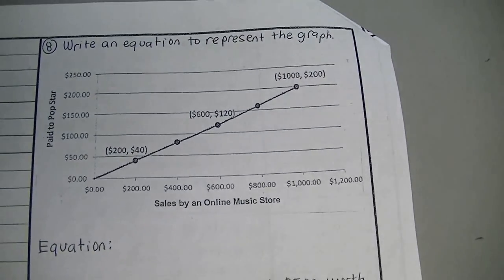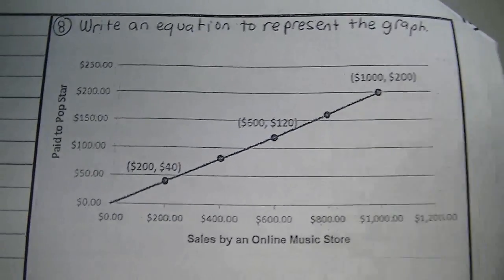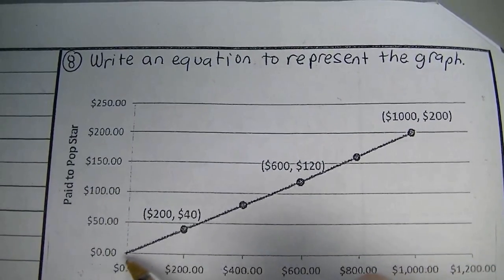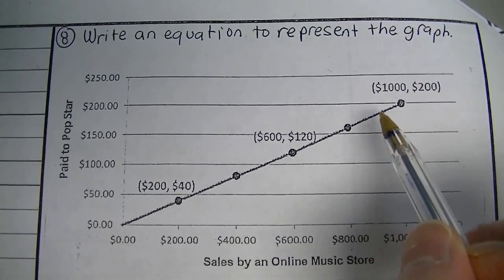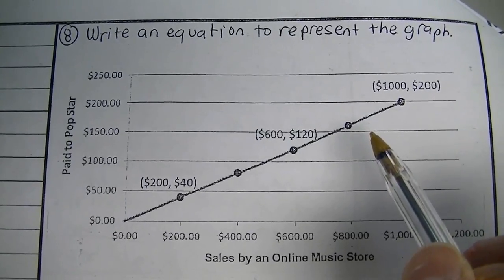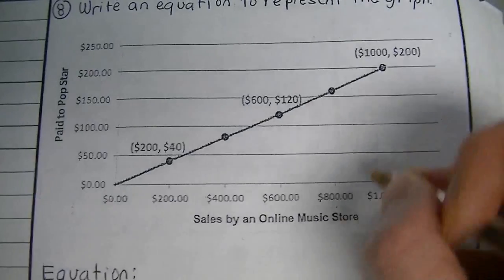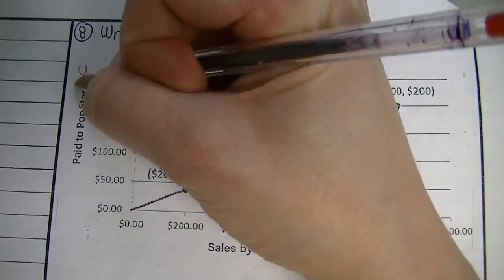Number 8 says, write an equation to represent the graph. So let's go ahead and examine the graph real quick. Let's see, is it linear? Yes. Does it pass through the origin? Yes. Therefore, this is a proportional graph. It's got to meet those two criteria, be linear and pass through the origin in order to be proportional. Well, I see that it could use some labeling. Right here, this axis is the x-axis, and this axis right here is the y-axis.